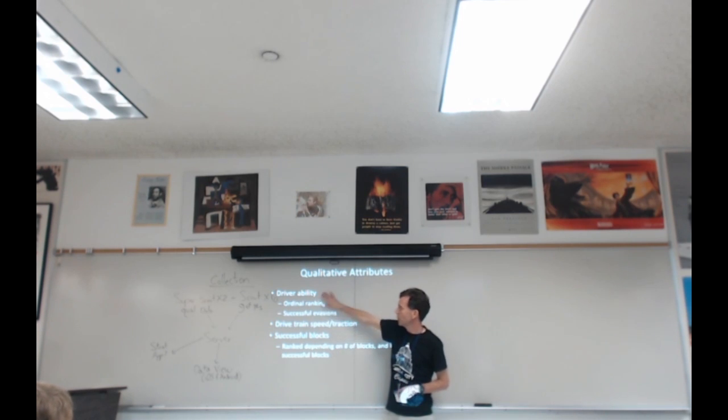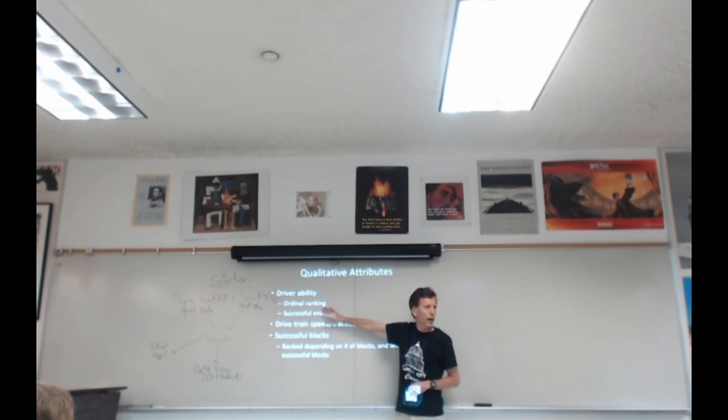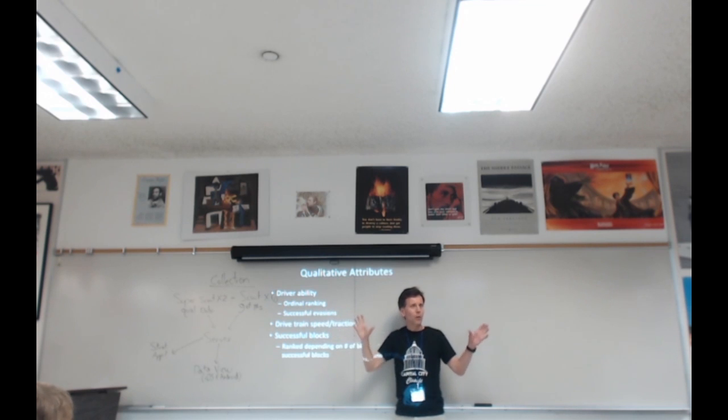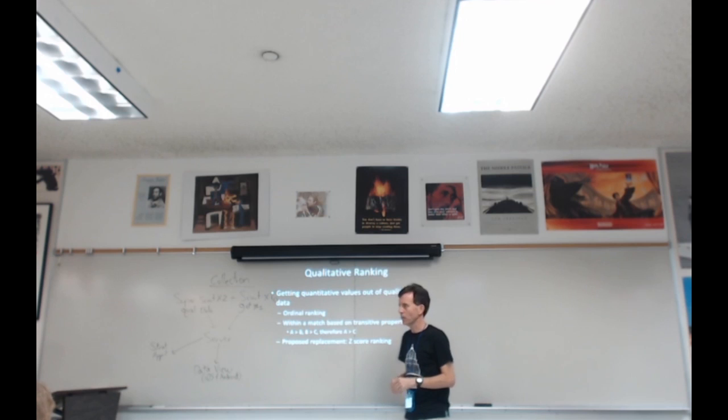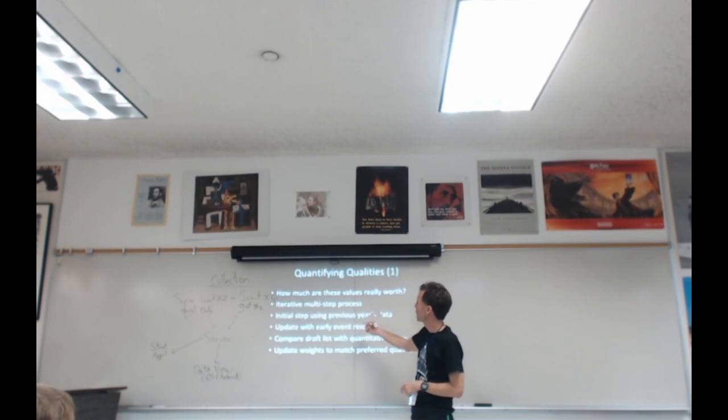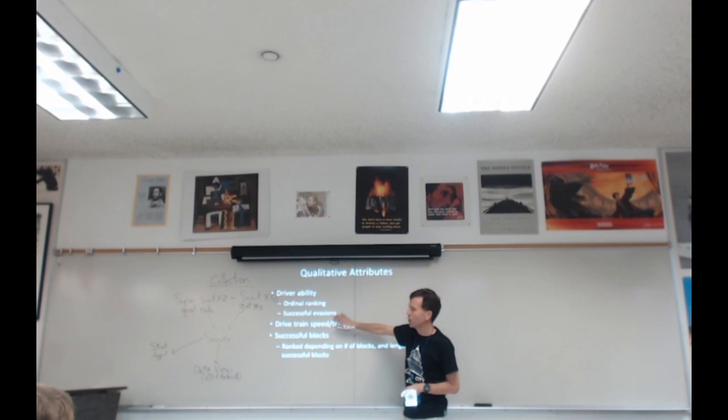We do driver ability. As I said, we talked about ordinal ranking. We rank within an alliance from 1 to 3. And then often what we do is pick the best robot on the field between the two alliances and give them a 4 in some cases. And then we also talk about evasions.